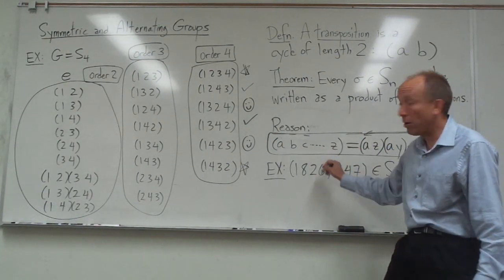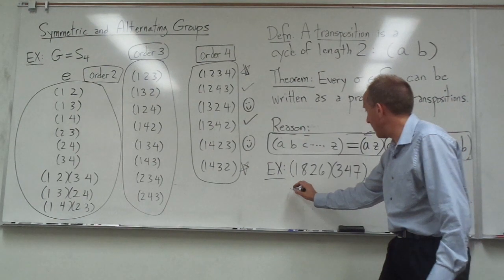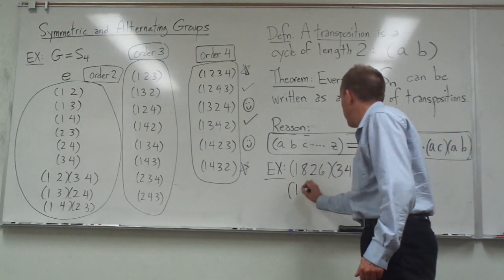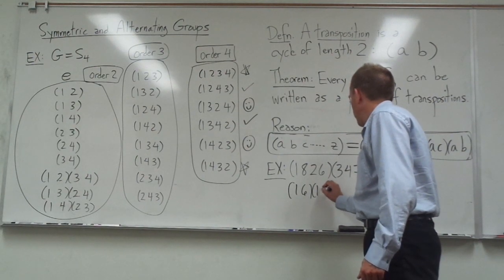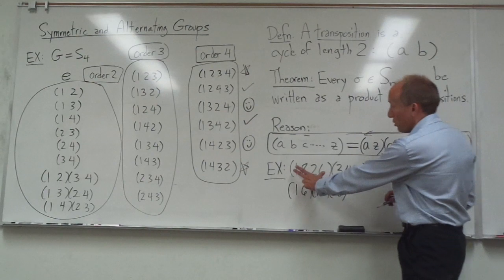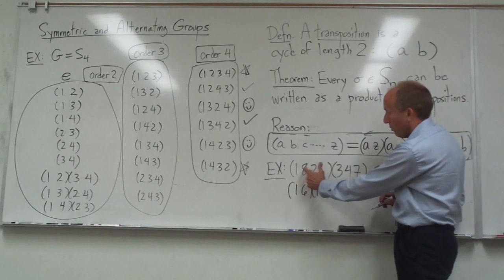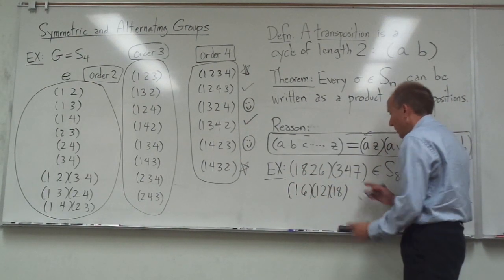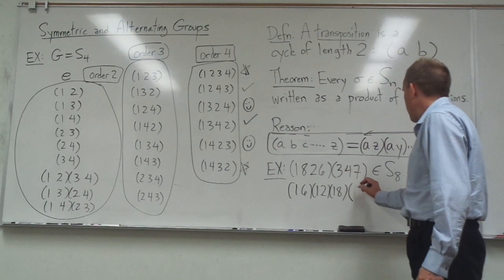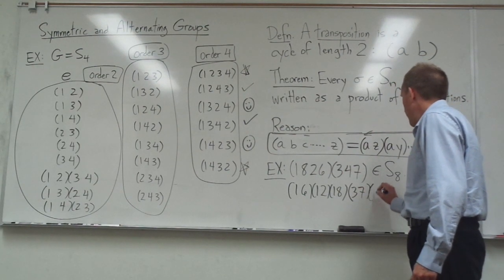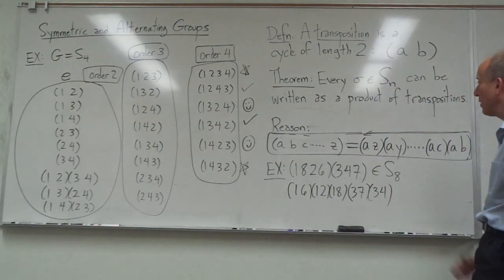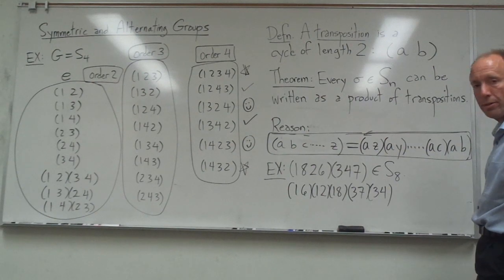I can decompose each of these cycles. Like this first cycle, I could write this one as, how would it look? It would be (1 6)(1 2)(1 8). Right? That's just for the first part. This is a cycle of length 4. I'm breaking it down like this. And for the second part, I can take (3 4 7), and I can write that as (3 7)(3 4). Okay? So that's a perfectly good way to do this.